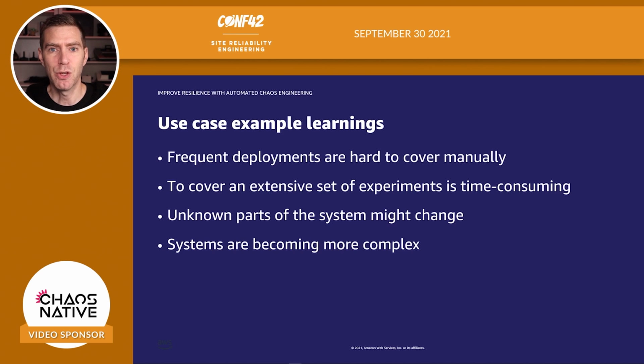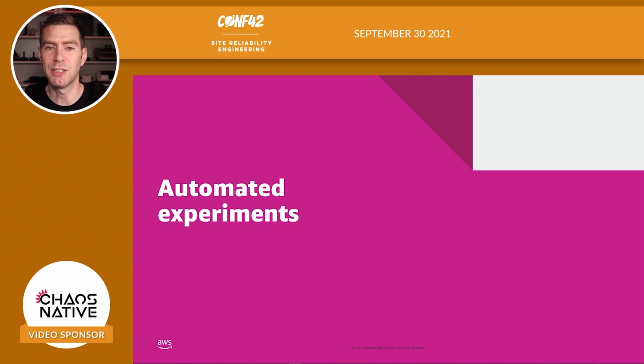And then, even though you might have full control of the service or microservice that you're working on, unknown parts of the system might change because the other teams are making changes. And also, finally, systems are becoming more complex. It's hard for anyone to create and keep a mental model of how the system works, let alone to keep documentation up to date. And that, well, it brings us to automated experiments.